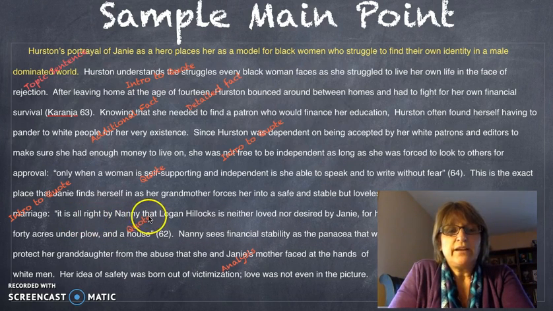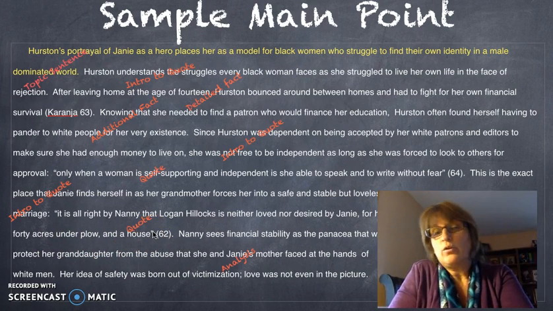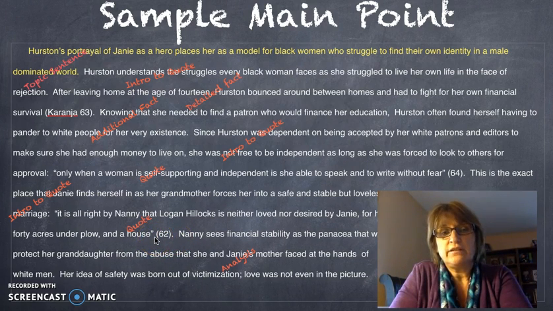It is all right by Nanny that Logan Hillocks is neither loved nor desired by Janie, for he has 40 acres under plow and a house, quotation mark. These are the exact words of Karanja, so it's quoted, found on page 62. Remember, punctuation mark on the outside, no punctuation on the inside.